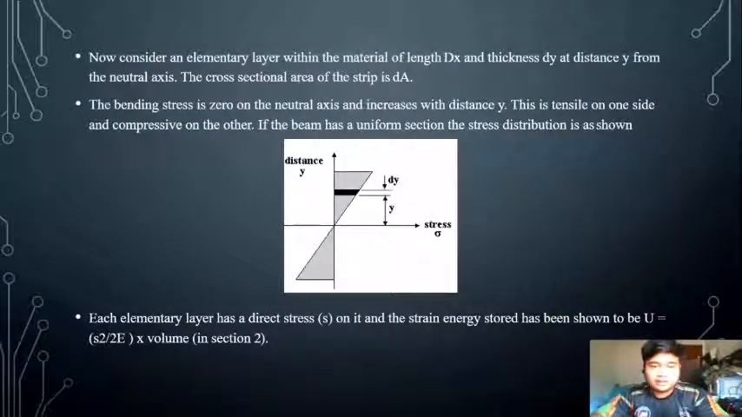Now consider an elementary layer within the material of length dx and thickness dy at distance y from the neutral axis. The cross-sectional area of the strip is dA. The bending stress is 0 on the neutral axis and increases with the distance y. It is tensile on one side and compressive on the other. If the beam has a uniform section, the stress distribution is as shown in the picture below.